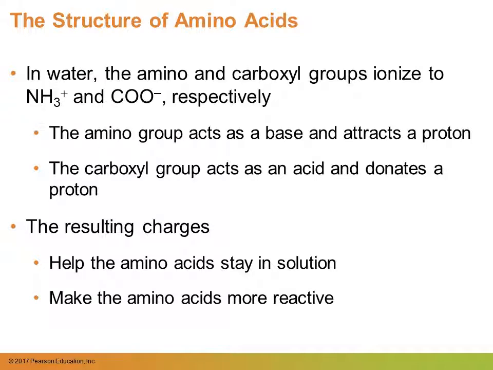It says here in water, the amino and carboxyl groups ionize to NH3+ and COO-. So what does ionization mean? I know that you remember when an atom is ionized, it has either transferred an electron, so one atom has lost an electron and another one has gained one. And you can see in this diagram that the carboxyl group actually lost its proton and the amino group gained a proton. So the amino group acts as a base because it attracts a proton, and the carboxyl group on the other side of the amino acid acts as an acid because it donated its proton.